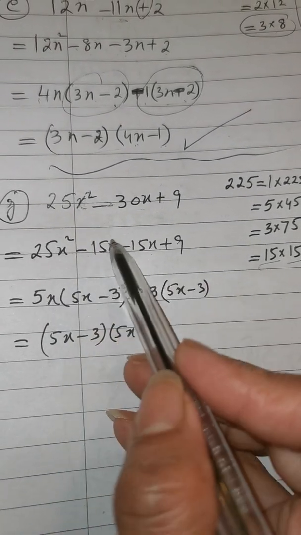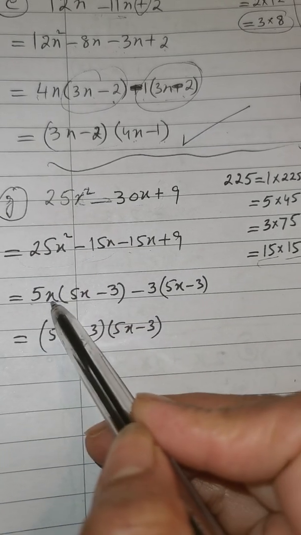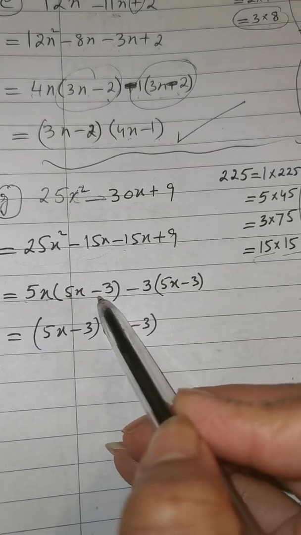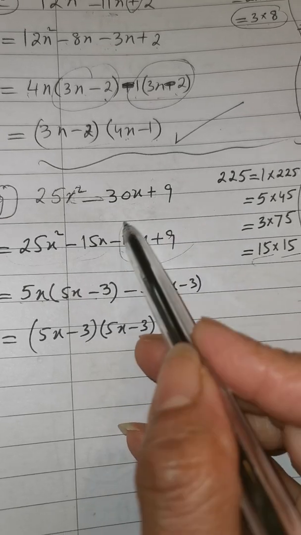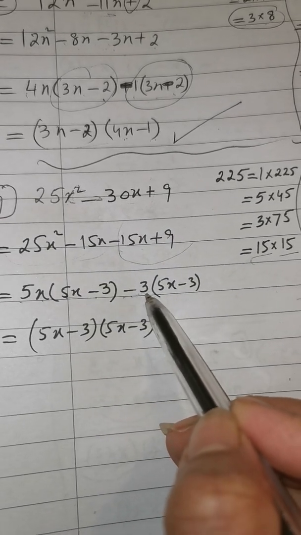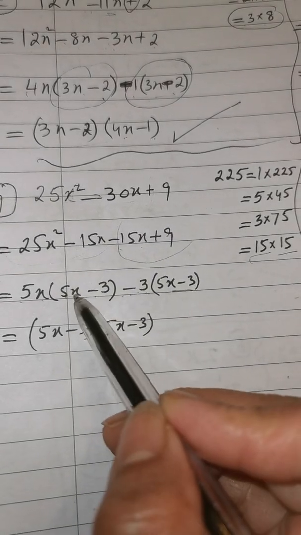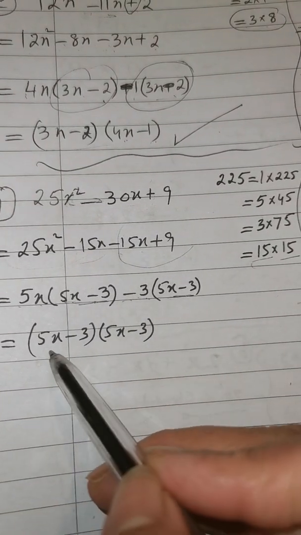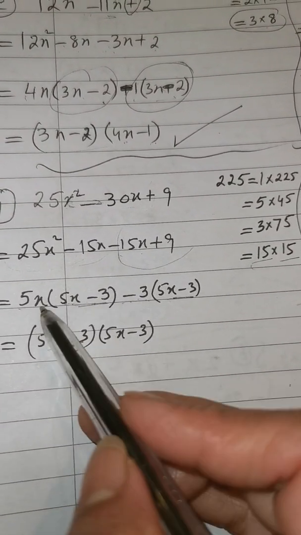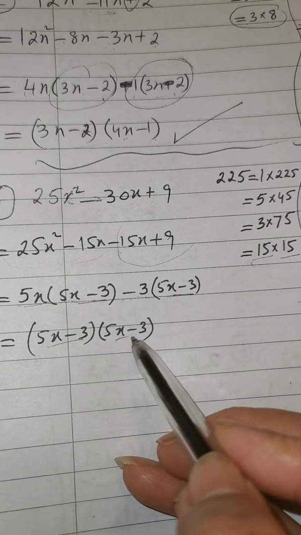Then I will take 5x as common from this. I have left this one, and from this I will take minus 3 as common, and I have left this one. Take 5x minus 3 common again, and you have left 5x and minus 3 here.